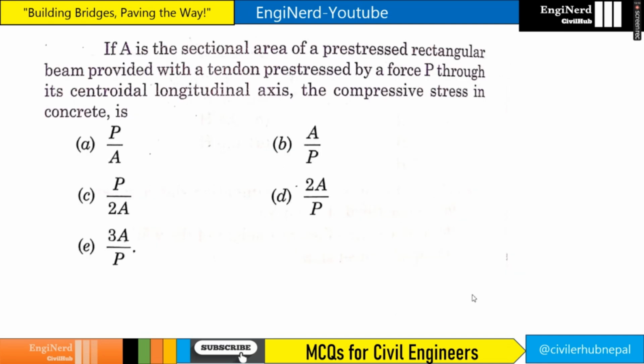So next, if A is the sectional area of a prestressed rectangular beam provided with a tendon prestressed by a force P, so if there is a rectangular beam with prestressing force P through its centroidal longitudinal axis, if the P is applied at the centroidal longitudinal axis, then the compressive stress in the concrete is what? It's just P by A.